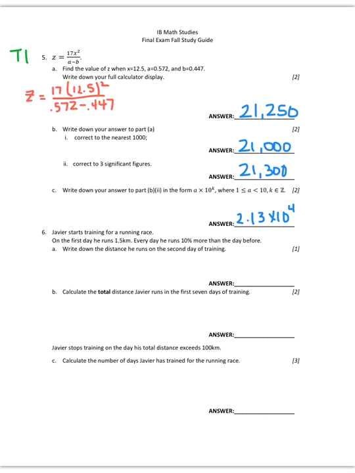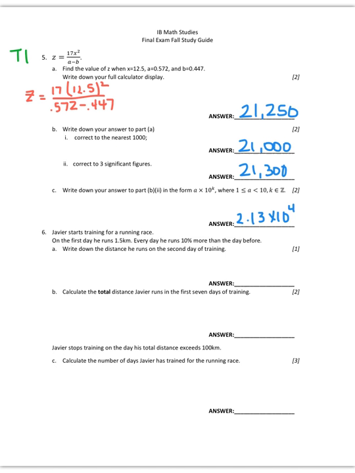Number 5 is a topic 1 problem. So you want to evaluate this 17x squared over a minus b, given that x is 12.5, a is 0.572, and b is 0.447. So plugging all of that into your calculator, make sure you either do it in separate parts or you put parentheses around the denominator. You end up with 21,250.